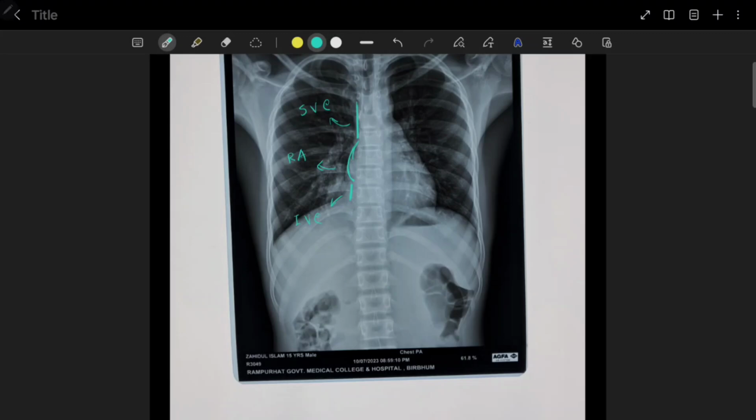On the left side, here you can see the aortic knuckle, okay. This is the main pulmonary trunk. It is the aortic knuckle, and here it is the main pulmonary trunk. This small area is the left atrial appendage, okay, and this is the border of the left ventricle, okay. So these are the left and right borders.